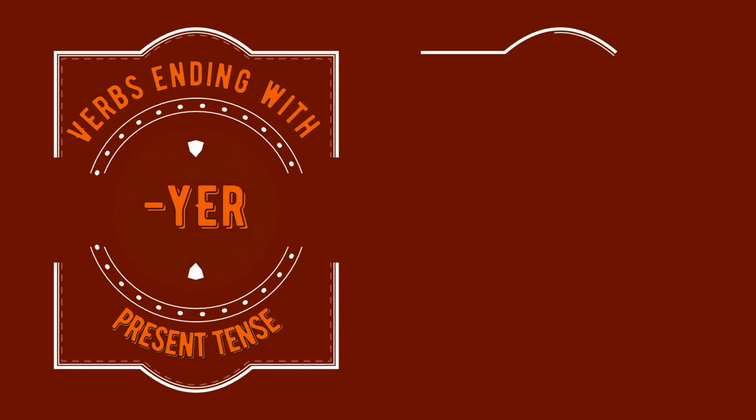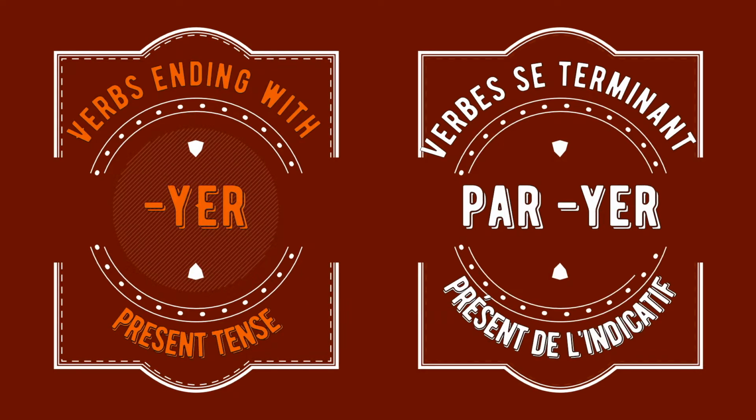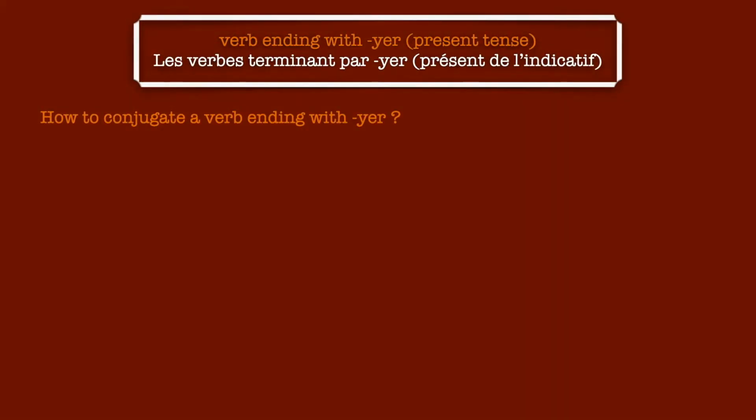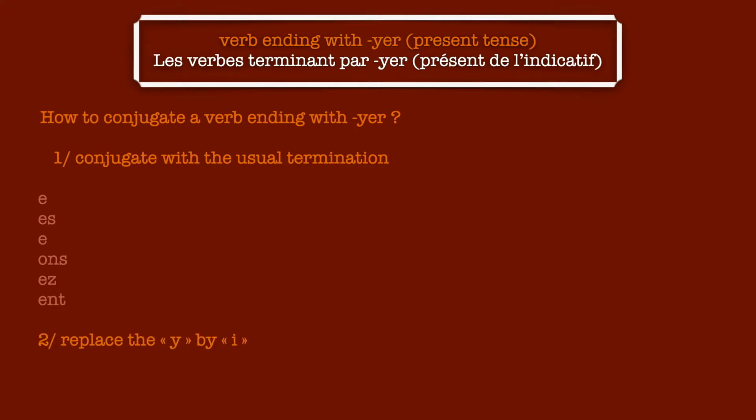Now, it's time to learn the particularities about verbs ending with yer, in present tense. How do we manage to conjugate those verbs? The first step is to conjugate with usual termination. By the way, for all of the different verb endings that we see today, we always use the usual termination. The change or changes in the verb are always before the terminations. The change is that you have to replace the last y letter by I, except for the two first plural persons.